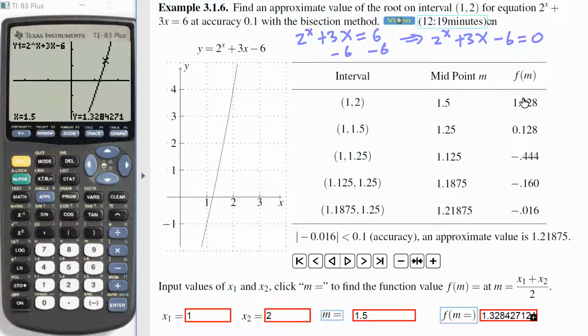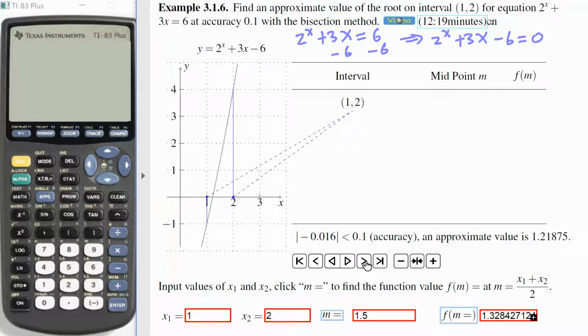So apparently 1.5 cannot be the approximation of the zero point, because it's far greater than 0, 1.328. So when you plug 1.5 in here, you have a value a little bit above 1. You play the animation between 1 and 2. You have a middle point here, 1.5. You plug in 1.5, you have 1.328.